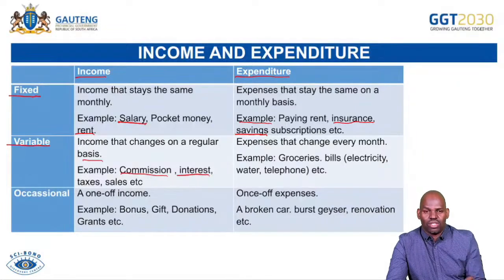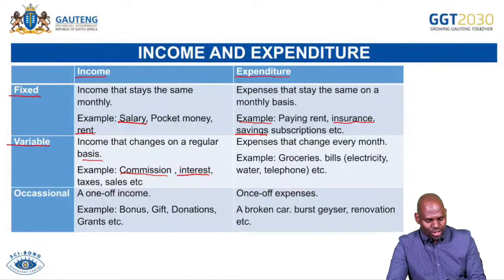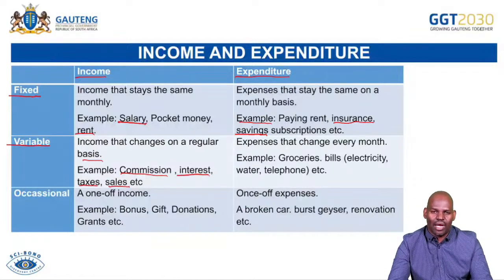And then interest, so we know that the interest changes, so you might not get the same amount. Taxes as well, and then also the sales. If you are selling items, you don't necessarily sell the same items every day or every month. That will be regarded as a variable.